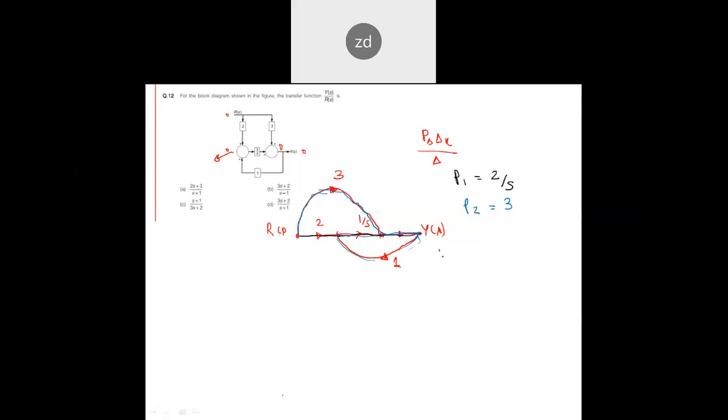So the value of this loop 1 is equal to 1 by s. All the forward path 1 and path 2 are touching it. Hence the value of delta 1 would be 1. Same thing, delta 2 would be 1.